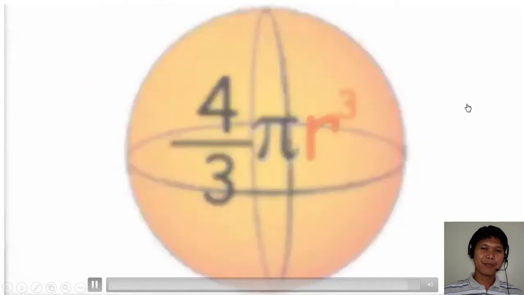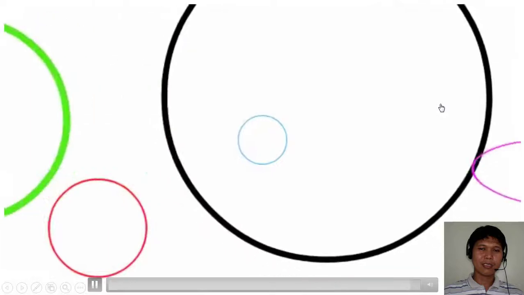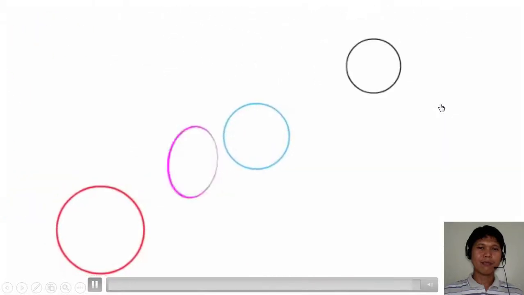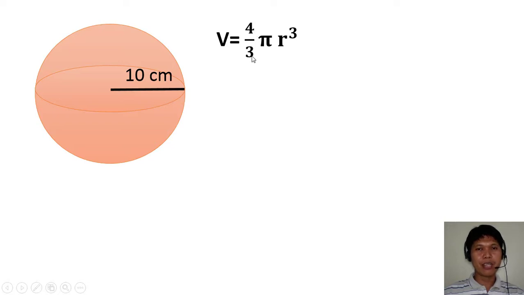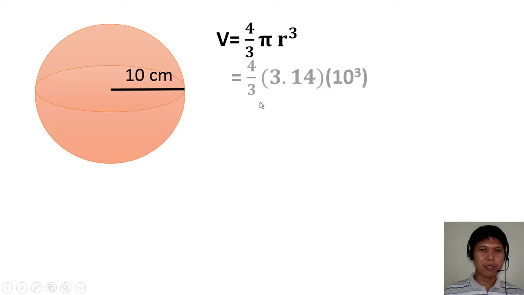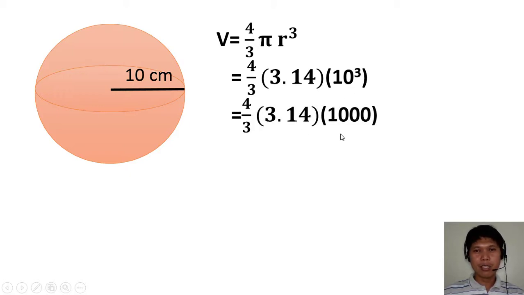So 4 over 3 pi r cubed gives you the volume of any sized sphere that exists. Okay, so yun yung video na sinasabi. Yan, so balik tayo sa given. So since the formula is given by 4/3 pi r cubed, substitute lang natin dun sa problem natin kanina, 3.14 and then 10 cubed, and then 10 cubed is 10 times 10 times 10, hindi 10 times 3 ha, which is 30. 10 times 10 is 100 times 10 is 1,000.